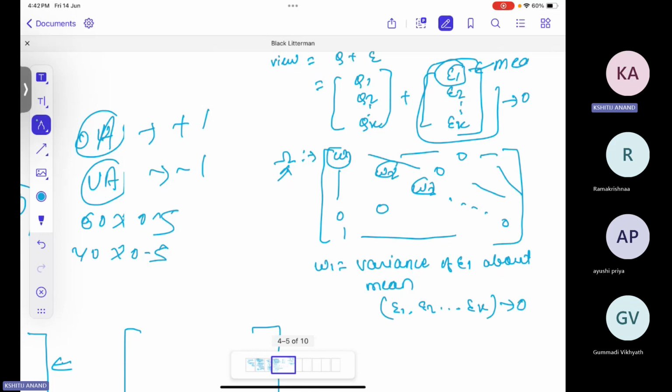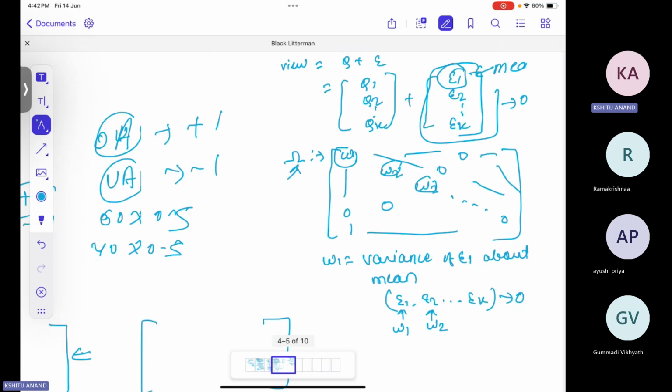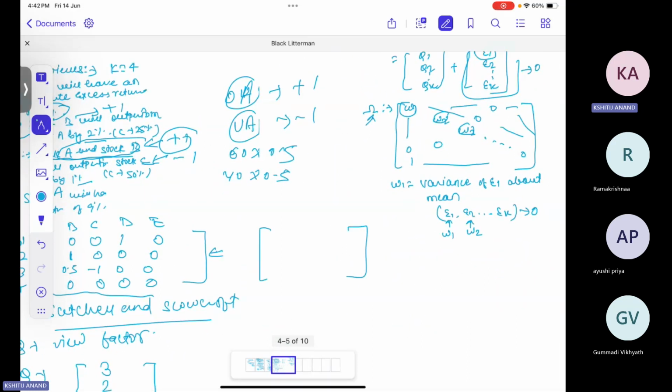So variance of E1 about its mean, variance of E2 about its mean. So variance of E1 about its mean will be W1, it will be W2, and you can input it here, and then you will get this matrix. Okay, so this matrix basically tells you your uncertainty of views. Okay, so how much uncertain you are about your views.